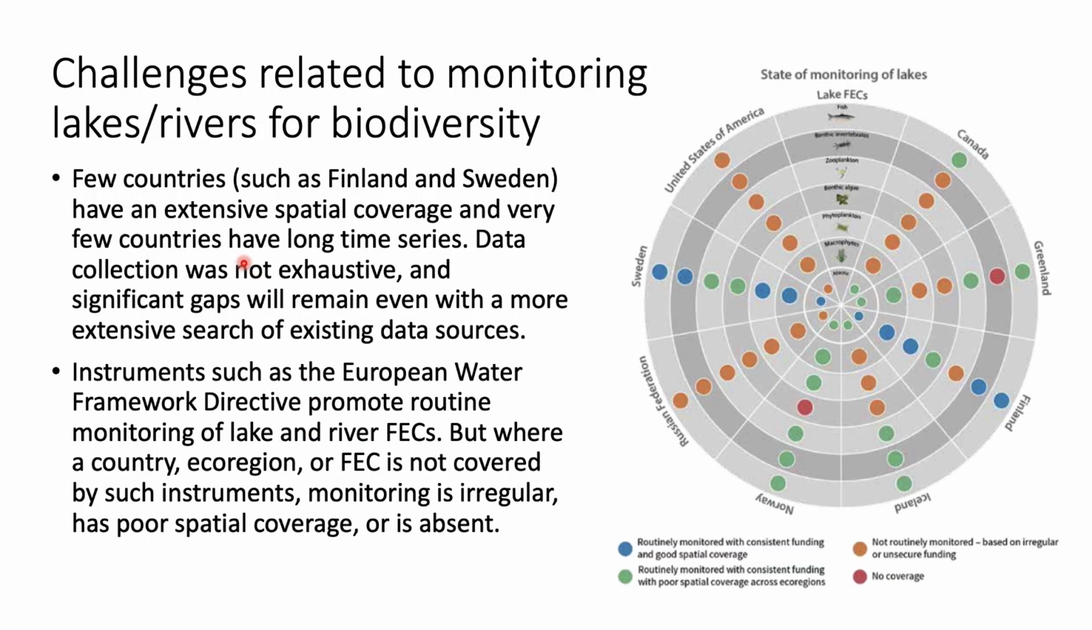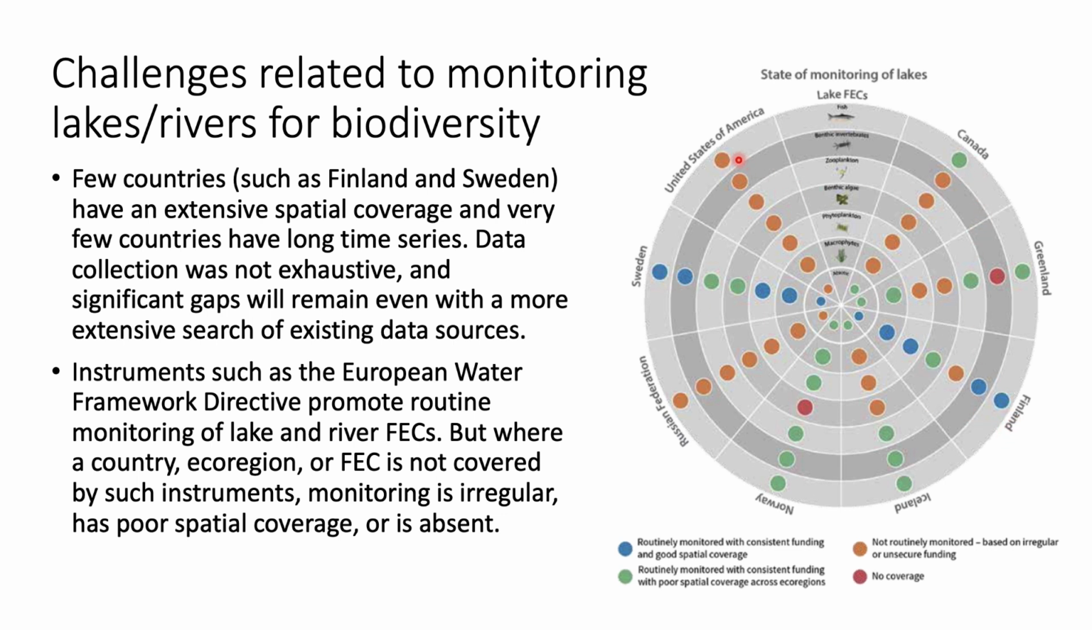So let us look at some of the challenges related to monitoring lakes or rivers for biodiversity in the Arctic region. The first one is that a few countries have an extensive spatial coverage, for example Finland and Sweden. If you look here, in Finland and Sweden many things are given in blue color. So what does this blue mean? They are routinely monitored with enough funding and good spatial coverage. So that means various lakes are monitored for FECs, the focal ecosystem components. There are various fish, and we have seen 6 key factors in the Arctic freshwater biodiversity. All those things are being monitored both in Sweden and Finland.